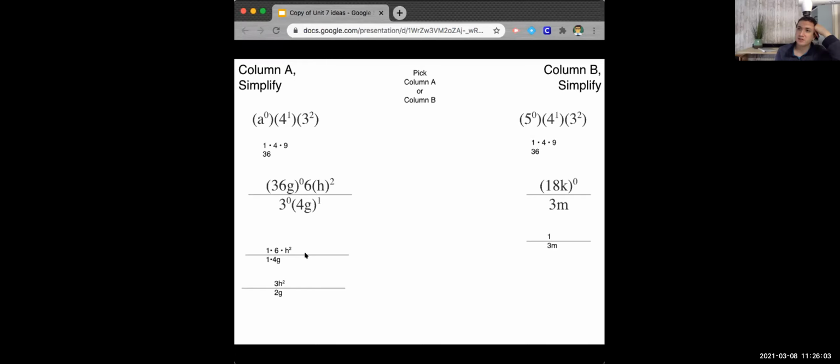So notice if the zero's in the exponent and your base has like a bunch of things in it, well, that whole base becomes 1. The whole thing simplifies to 1. It doesn't matter what's in the base. To the power of 0 is going to be 1. Yep, I'd agree with you, Ishan.